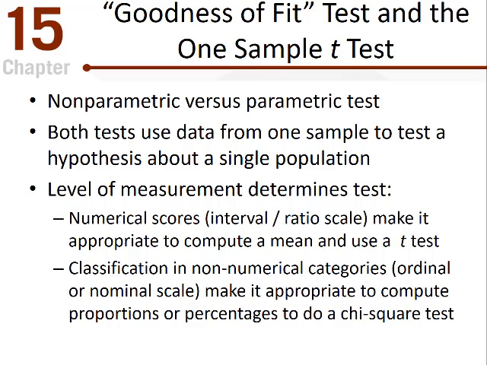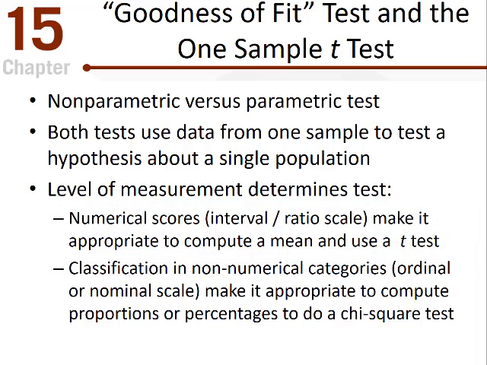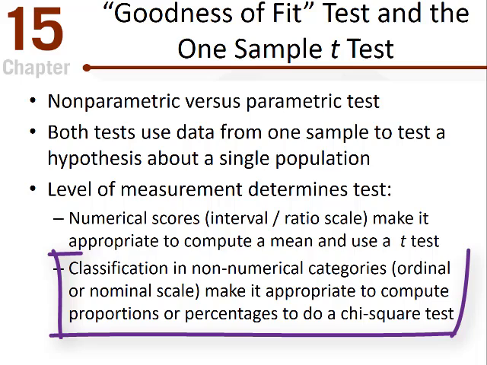So summarizing the information for the goodness of fit test, you have one sample and you need to decide whether to use a non-parametric versus a parametric test. Both tests use data from one sample to test a hypothesis about a single population. And it is really the level of measurement that determines the test. If you have numerical scores, so interval or ratio scale variables, you compute the mean and you do a t-test. However, if you have a non-numerical category, so you have an ordinal variable or a nominal scale variable, you compute proportions or percentages and you'll do a chi-square test.